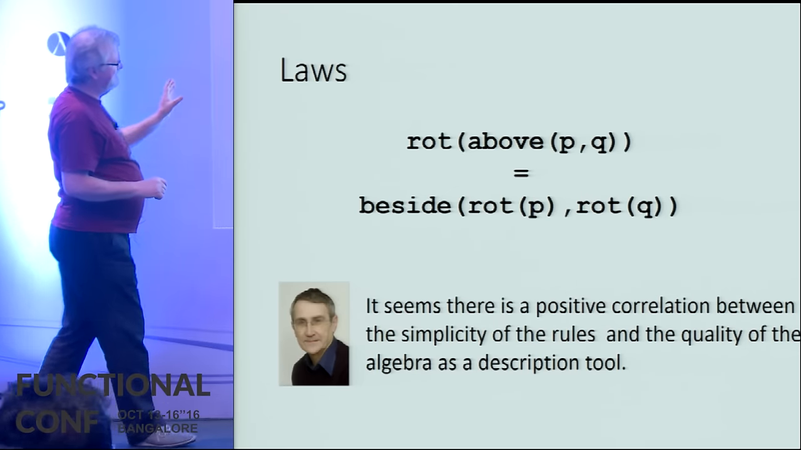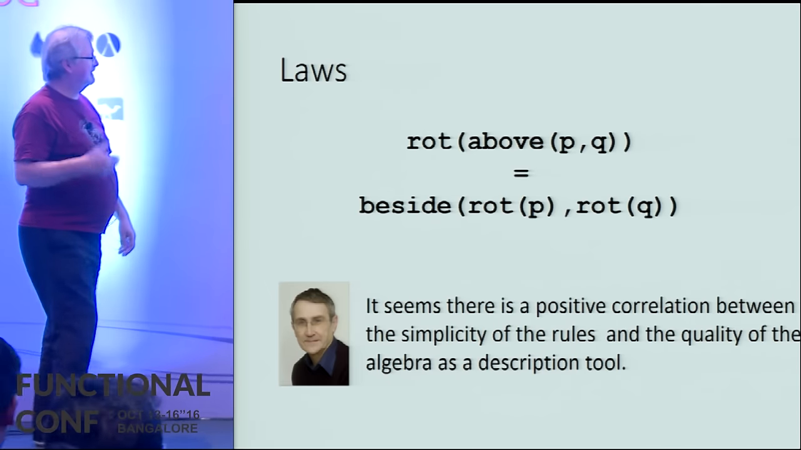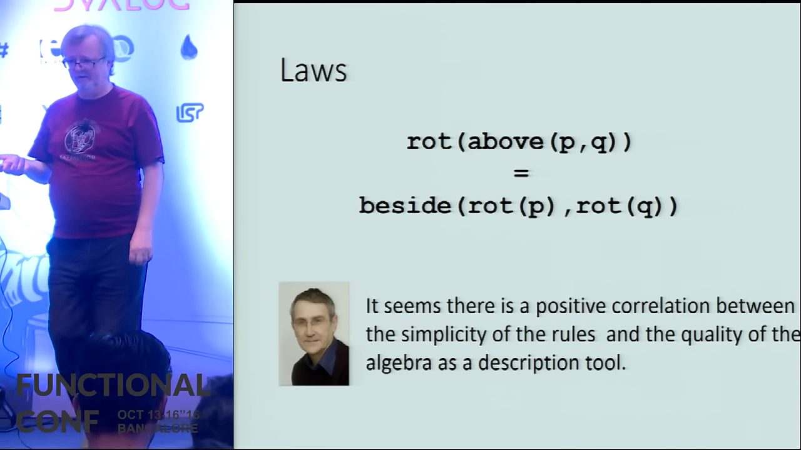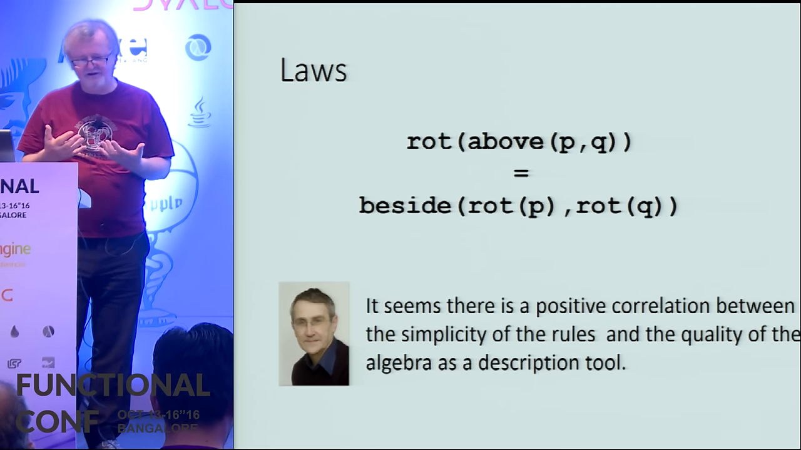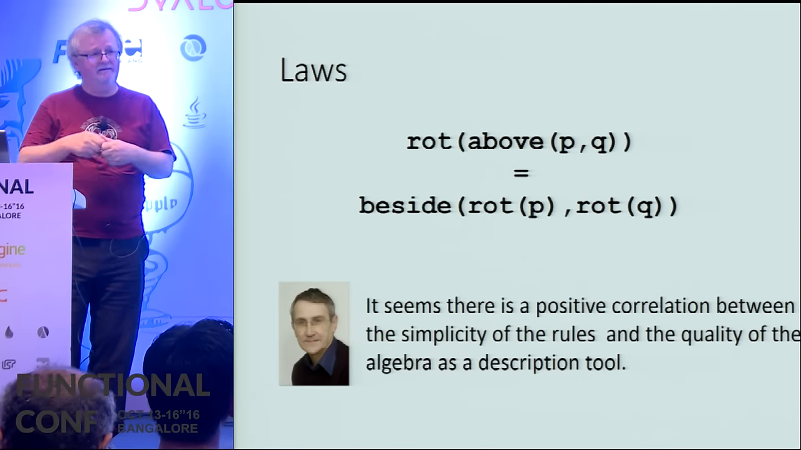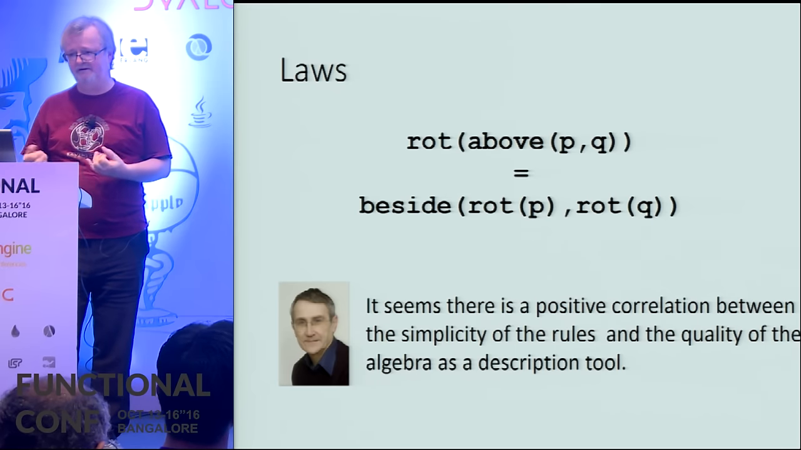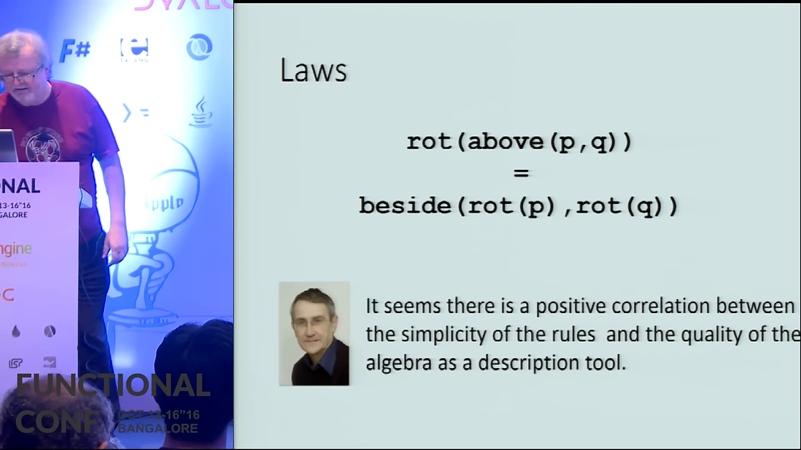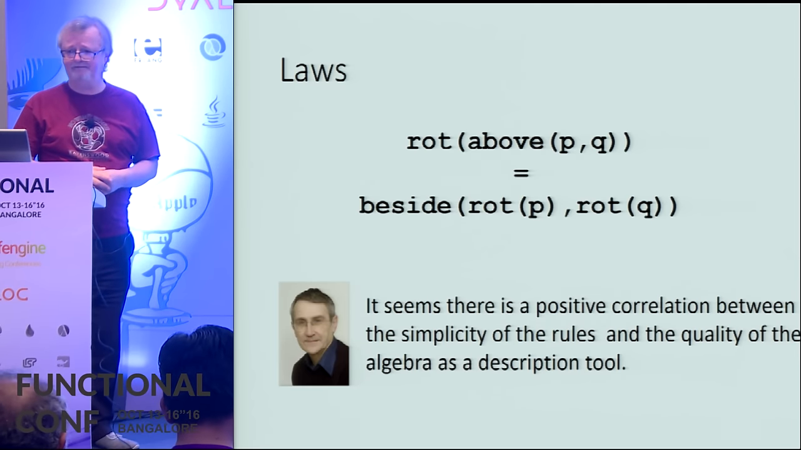It seems there's a positive correlation between the simplicity of the rules, the laws, and the quality of the algebra as a description tool. In other words, by making sure that the functions he defined had these nice properties, he got a language for describing pictures that was more expressive and nicer to use. So I think this is a really great example of functional programming at its best.